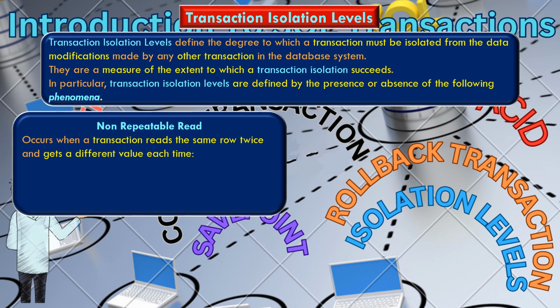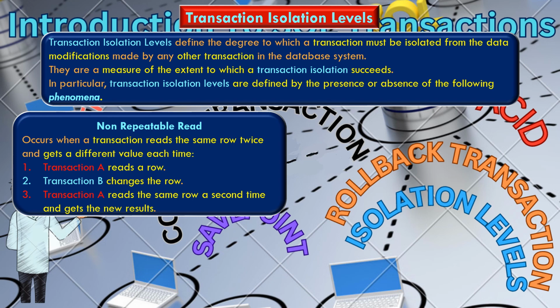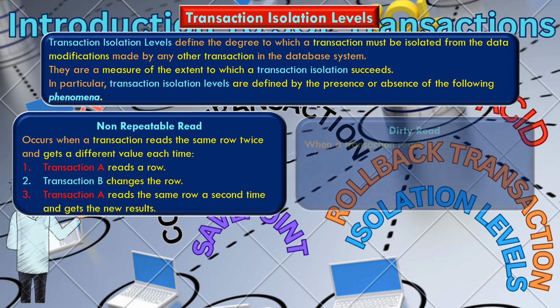A non-repeatable read occurs when a transaction reads the same row twice and gets a different value each time. Here, transaction A reads a row. Transaction B changes the row. Transaction A reads the same row a second time and gets the new results.